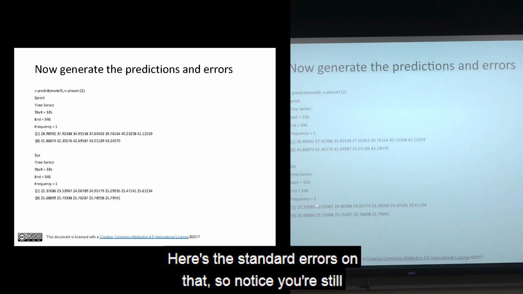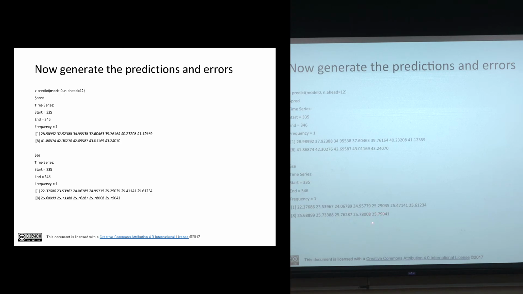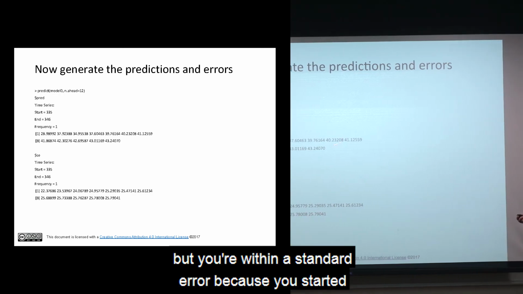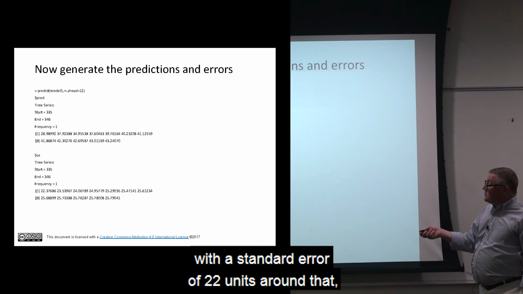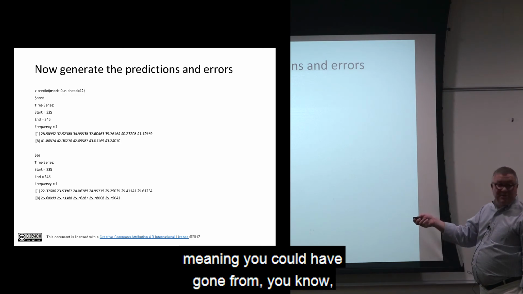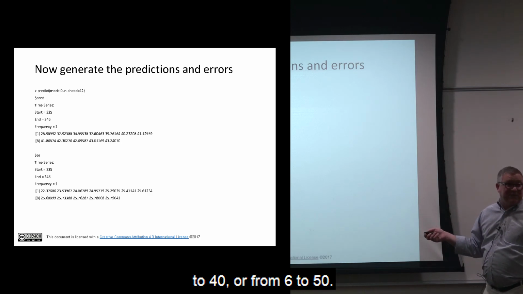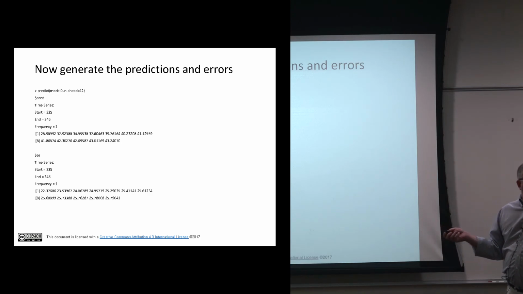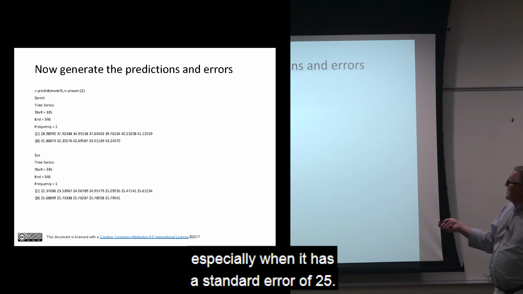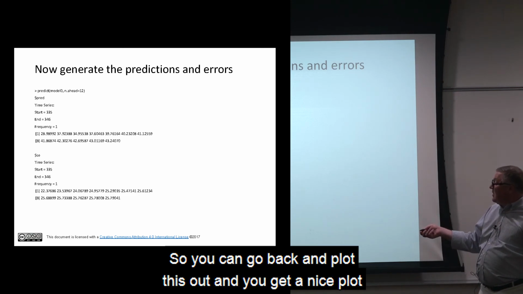Here's the standard errors on that. So notice you're still within a standard error, right? So yes, you definitely have this, but you're within a standard error because you started with a standard error of 22 units around that, meaning you could have gone from one standard deviation above or below, if you're from 6 to 40, or from 6 to 50, right? So this is clearly within that, especially when it has a standard error of 25.